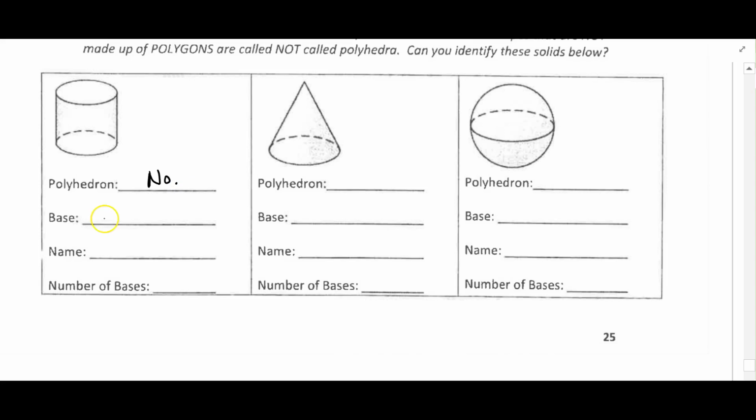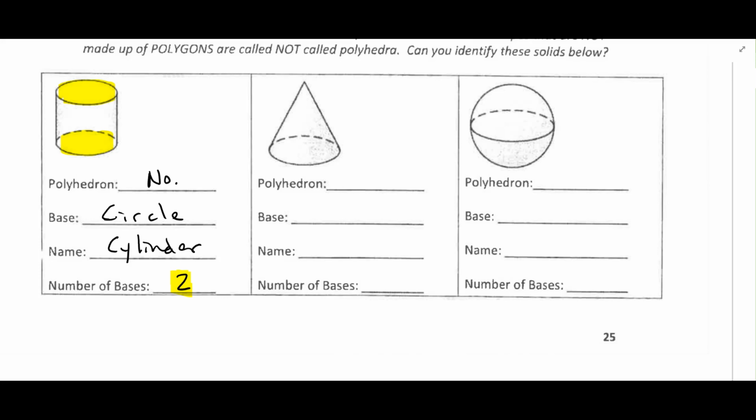So this first one, polyhedron? No, it's not, because it's not made out of all polygons. But the base shape is a circle, and we would call this a cylinder, like your pop can. And the number of bases that it has is 2. So I have a circular base down here and a circular base over here. So start thinking about how we're going to find the surface area of this, and we're going to be starting with 2 circles, and we do know the area of a circle.